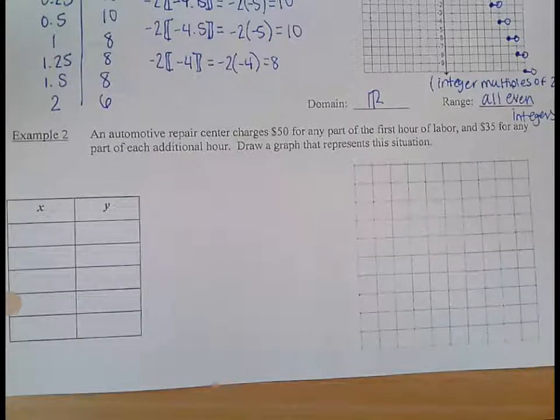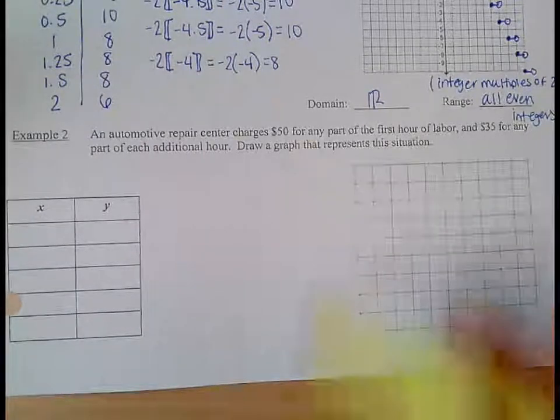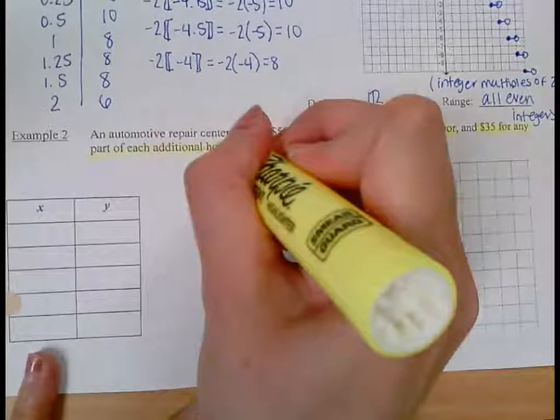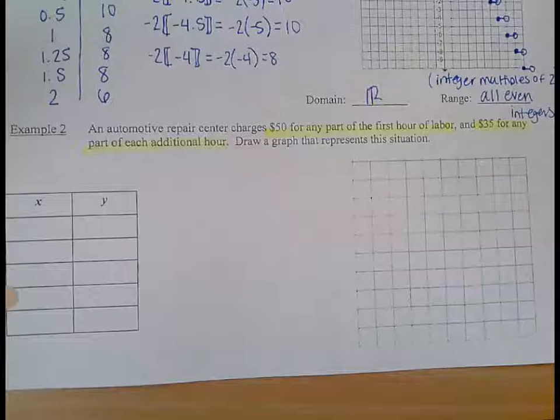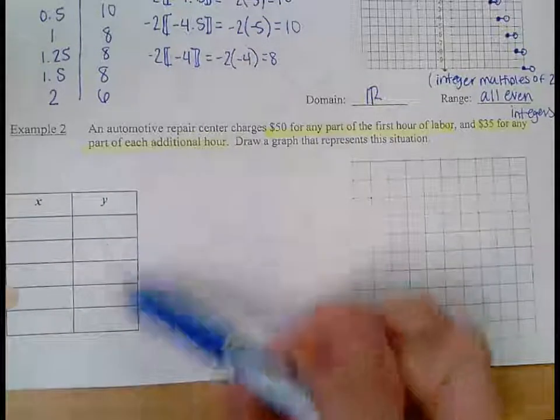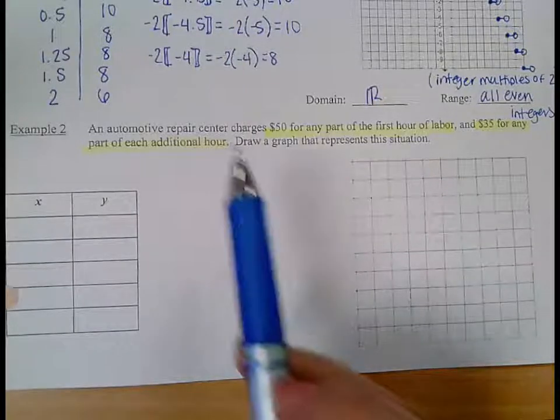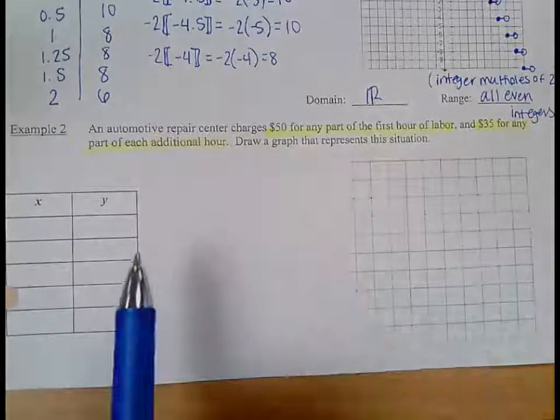So this is a scenario in which if the situation was represented on a graph, it would be a step function. So we have an automotive repair center charges $50 for any part of the first hour of labor and $35 for any part of each additional hour. So then it says draw a graph that represents the situation. So before I start filling in the table, I just want to understand what information I'm given, understand what this is saying.